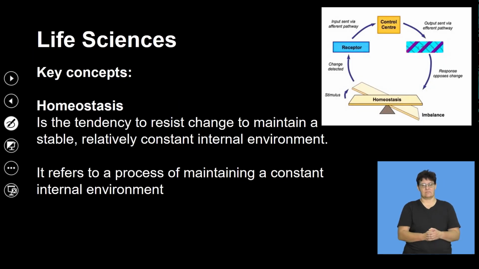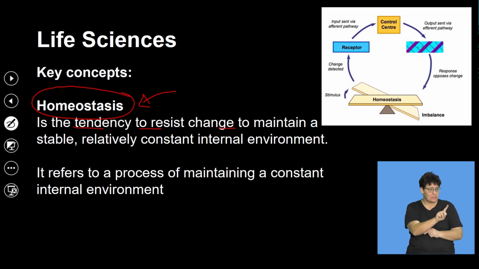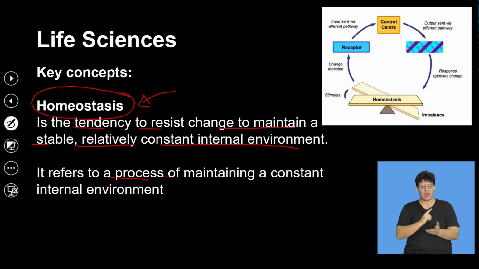An important concept that we need to look at is homeostasis. It will be explained much better in a later section when we do the endocrine system, but it's important that we understand what homeostasis is at the moment. Homeostasis is the tendency to resist change and to maintain a stable, relatively constant internal environment. I often refer to it simply as a process of maintaining a constant internal environment.